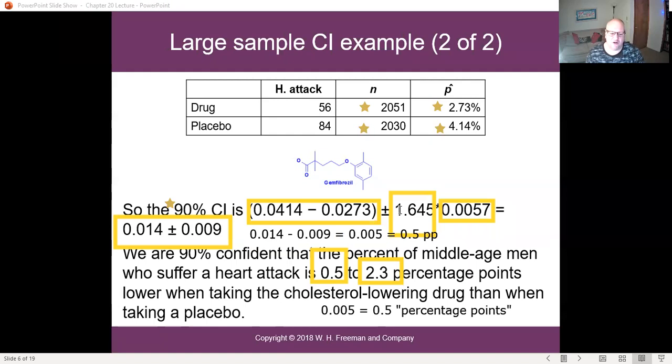And to get the other one, of course, you would add. I'll put that one up here. Maybe we'll make that one purple. So that would be 0.014 plus 0.009, which is going to be equal to 0.023, which is 2.3 pp.